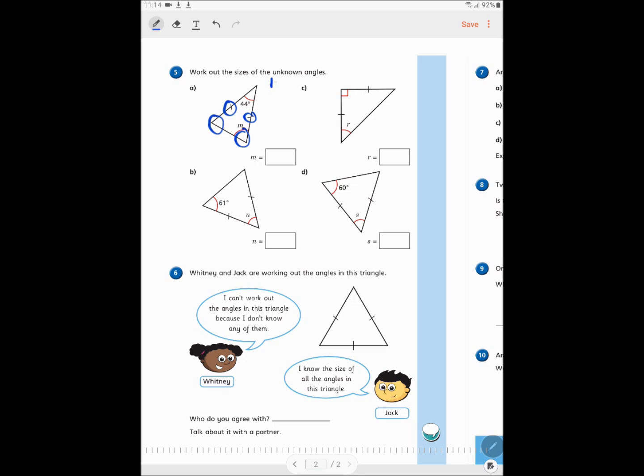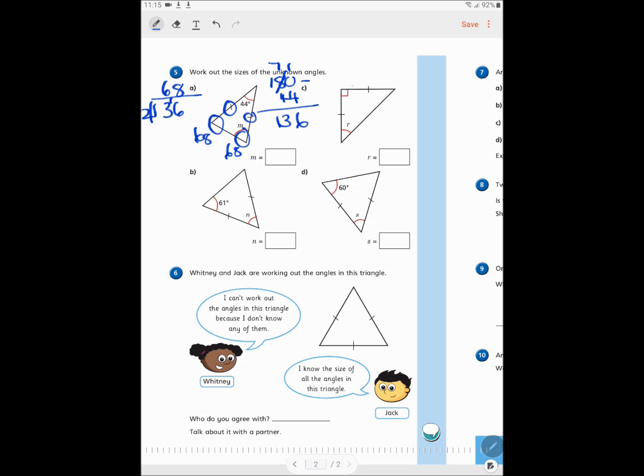So the total inside is 180. I'm going to take the 44 away. So I've got 136 in total, shared equally. So 136 divided by 2. So 2 into 1 doesn't go. 2 into 13 goes 6 times, with 1 left over, 2 into 16 goes 8 times. So each of those angles will be 68 degrees. The same principle all the way through that.